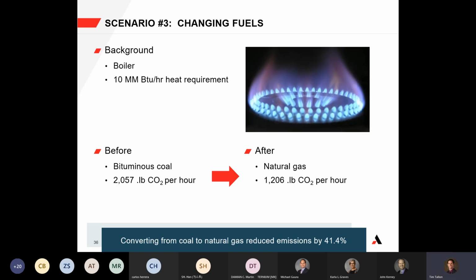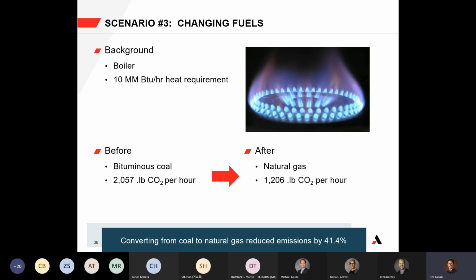Now, the last example is changing fuels. Let's say you have a boiler that's operating and demands 10 million BTUs per hour of production. Now, say the before scenario is you're operating with bituminous coal, and that generates about 2,000 pounds of carbon dioxide per hour. Now, if you were to convert to natural gas, that would directly cut your emissions by 40%, to about 1,200 pounds of carbon dioxide per hour.